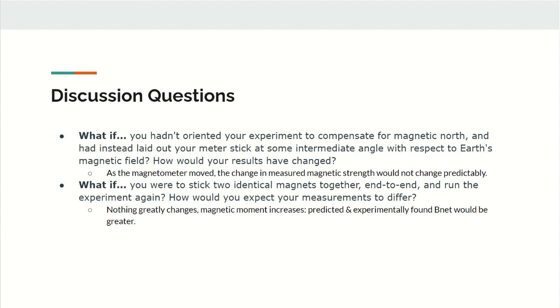So the two discussion questions. What if you hadn't oriented your experiment to compensate for magnetic north and instead laid it out at some intermediate angle with respect to Earth? Well, that would have meant that as I moved my phone, the change in the measured magnetic strength would not change predictably, and it would also impact the manner in which those numbers change.